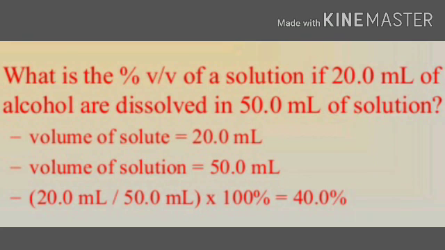Here the volume of solute is given as 20 ml while the volume of solution is given as 50 ml. Please see to it: there is no need to calculate the volume of the solution as it is given directly. So by using the formula volume of solute upon volume of solution into 100, we get our answer, 40%. So in 100% of solution, 40 ml of alcohol is dissolved.